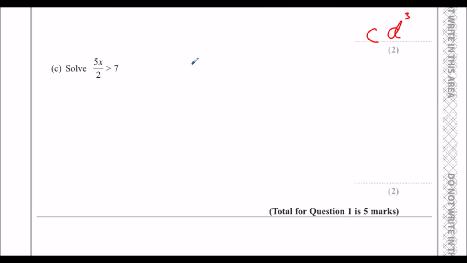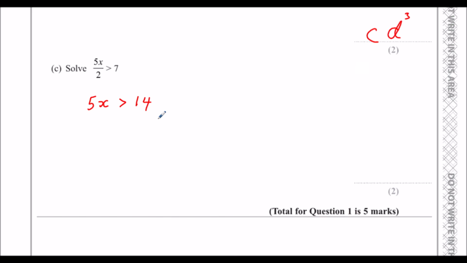Part C, solve 5x over 2 is greater than 7. So we want to get x by itself. The first step, get rid of the divide by 2. The opposite of dividing by 2 is multiplying by 2. So we double both sides, multiply both sides by 2, which gives us 5x is bigger than 14.